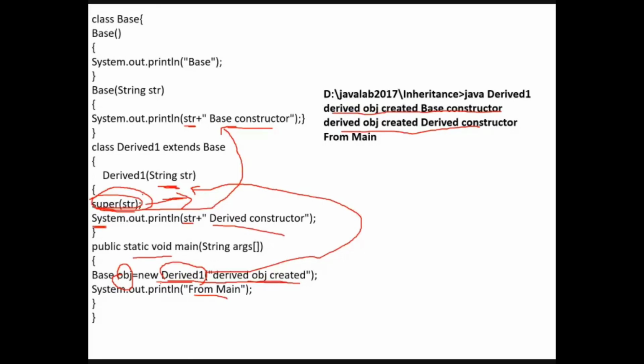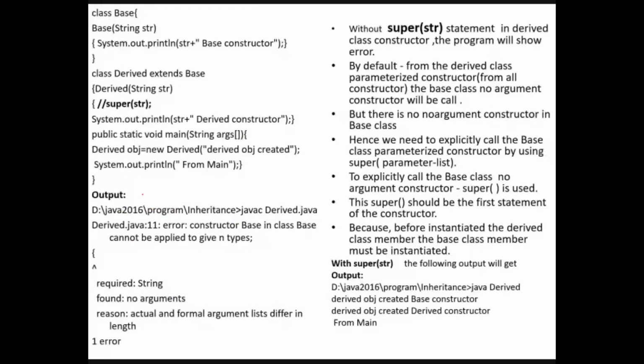Now, the base class has a parameterized constructor, and the derived class also has a parameterized constructor. Within it, I'm trying to call the base class constructor, but that statement is commented out. From the main function, I have created an object for the derived class. Tell me what will happen when the object is created for the derived class if this statement was not in your program. Control will immediately come here.